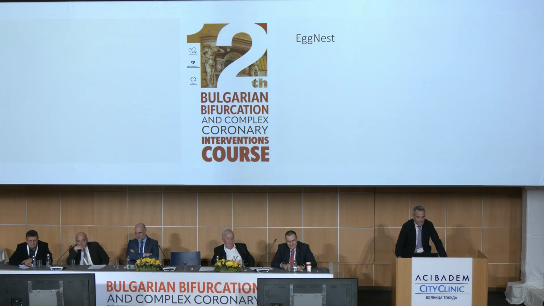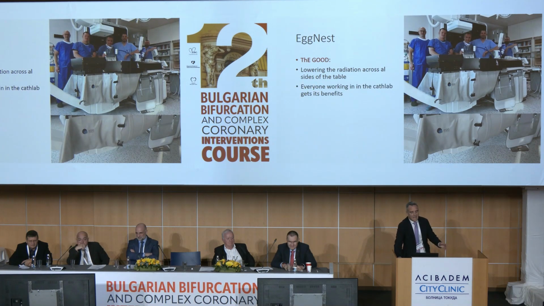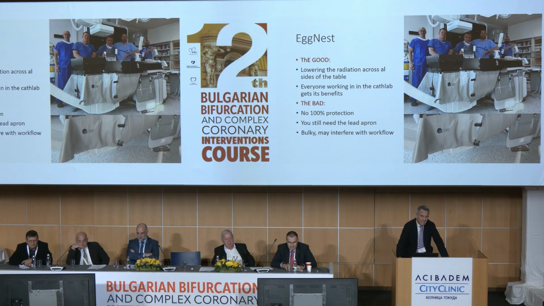So the EggNest, which you can see here, we are using it. The good is lowering the radiation across all sides of the table, so also the echo has its own protection, the pacemaker guys, so everyone working in the cath lab gets its benefits. The bad is that it's not 100% protection, so we need to have an apron when using EggNest, till now. And it's bulky and may interfere a little bit with workflow, although they say no, but we found out that there was some interference with the workflow.